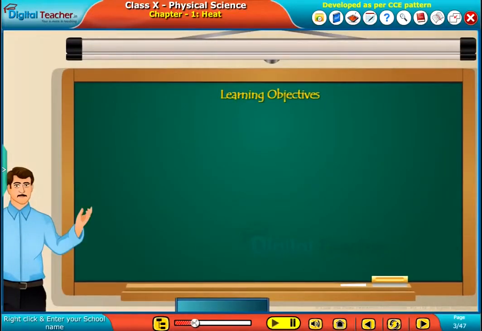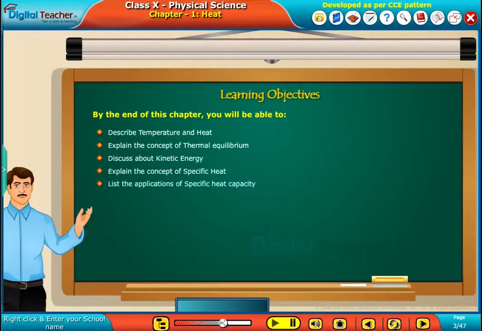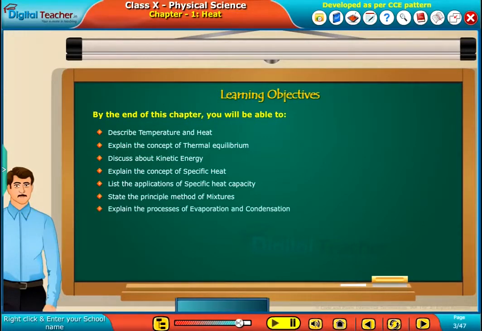Learning objectives. By the end of this chapter, you will be able to describe temperature and heat, explain the concept of thermal equilibrium, discuss kinetic energy, explain the concept of specific heat, list the applications of specific heat capacity, state the principal methods of mixtures, explain the processes of evaporation and condensation, define humidity, fog, and dew, differentiate boiling and melting of substances.